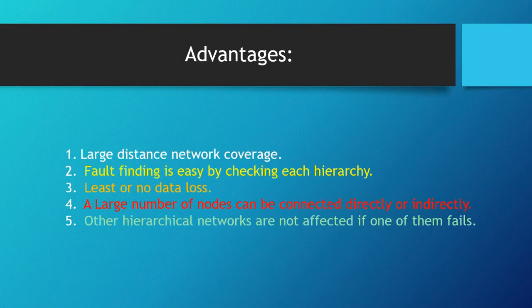Now let's move towards the advantages of tree topology. Large distance network coverage. Fault finding can be very easy. There is no data loss or maybe less data loss. A large number of nodes can be connected directly or indirectly. Other hierarchical networks won't be affected if one of them fails.